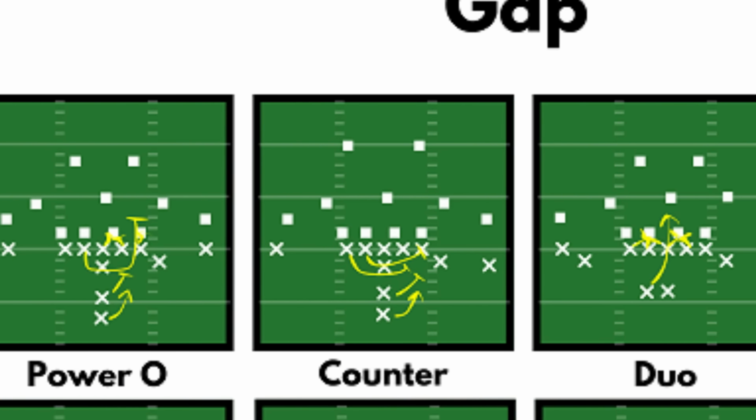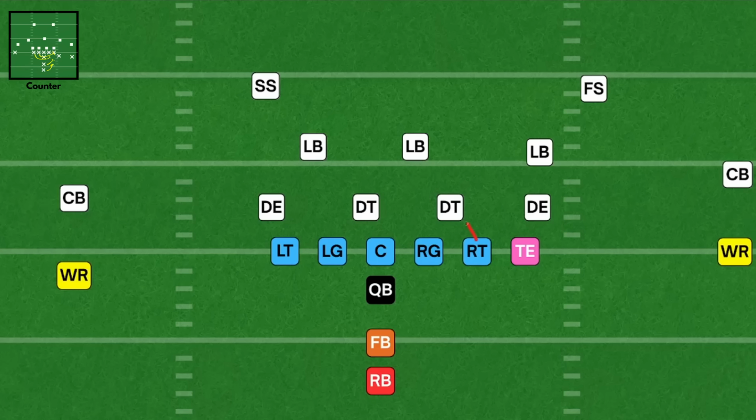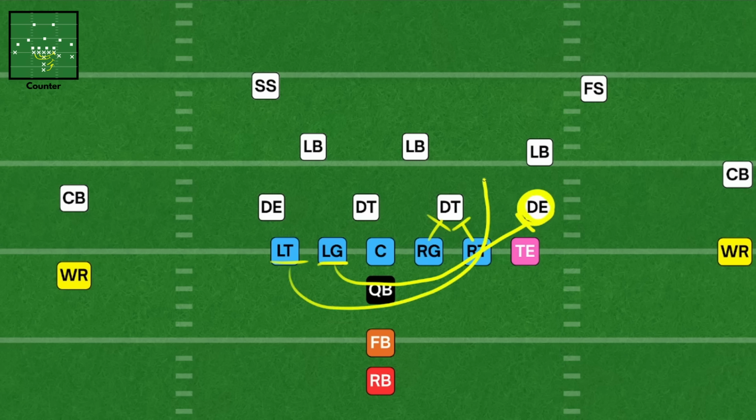Counter. Counter is very similar to Power O, except it uses two pulling blockers instead of one, usually the backside guard and tackle. Since the guard is close to the play side, he is usually responsible for the kick-out block on the defensive end, while the tackle is the wraparound blocker who leads through the C-gap.